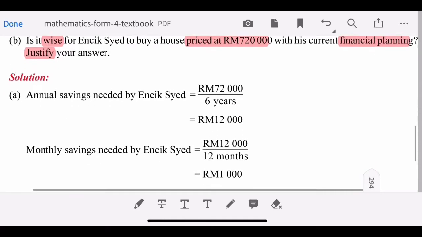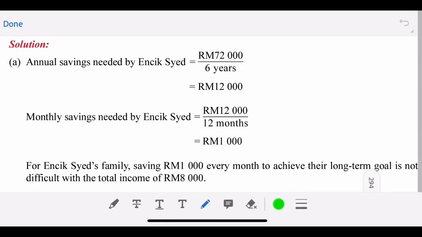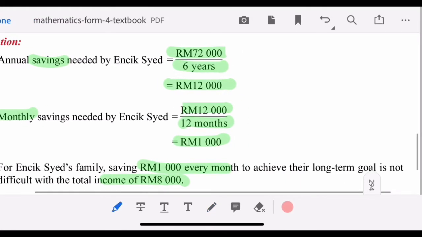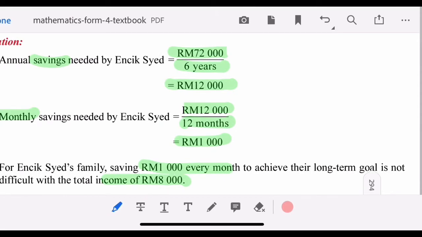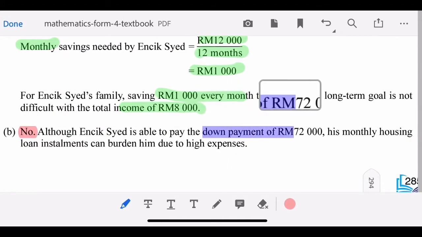So let's discuss. Annual savings needed by Encik Syed is RM72,000 divided by 6, which is 12,000. And monthly savings needed by Encik Syed is 12,000 divided by 12 months. So the amount that Encik Syed needs to save every month is Ringgit Malaysia 1,000. For Encik Syed, to save 1,000 per month in order to achieve his long-term financial goal is not difficult, because his family's total income is 8,000.